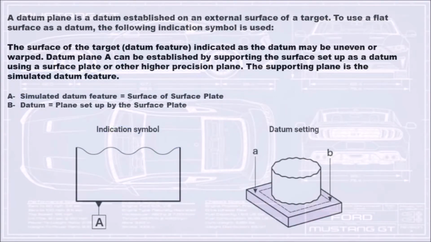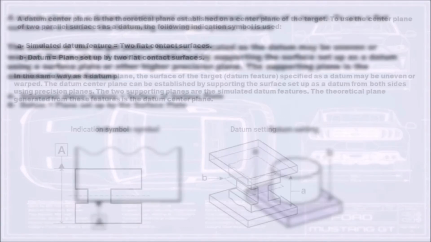A datum plane is a datum established on an external surface of a target. To use a flat surface as a datum, the following indication symbol is used. The surface of the target, the datum feature indicated as the datum, may be uneven or warped. Datum plane A can be established by supporting the surface set up as a datum using a surface plate or other higher precision plane. The supporting plane is the simulated datum feature. A simulated datum feature equals the surface of the surface plate. A datum equals the plane set up by the surface plate.